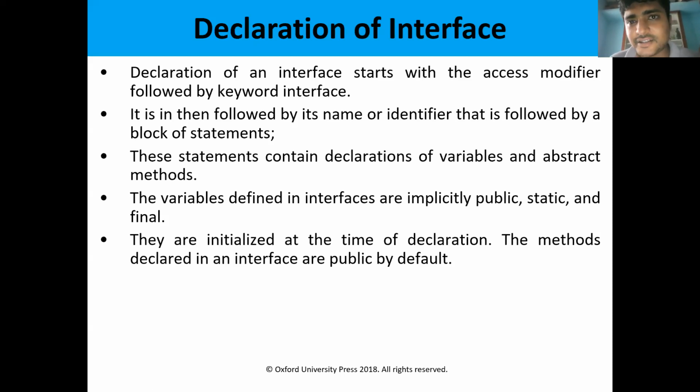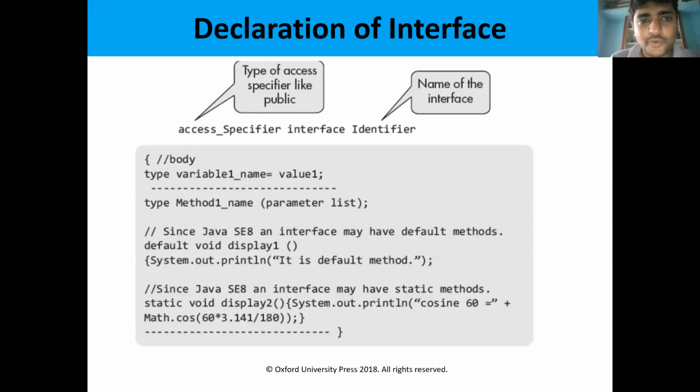Next, declaration of an interface. Let us see the syntax. Already we have discussed this one. Syntax of declaration of an interface: access specifier, that means either public, private, or protected. Next, the interface keyword, and then the identifier, which is the interface name, and then the body. It consists of the body.